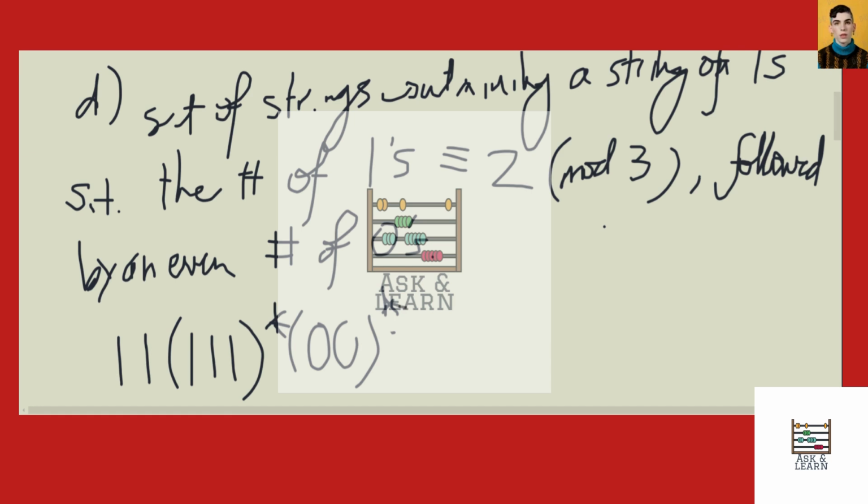And finally, it follows that all strings consisting of a string of ones such that the number of ones is congruent to 2 mod 3 followed by an even number of zeros is the concatenation of the two previous expressions. And so we get 11 111 star 0 0 star.